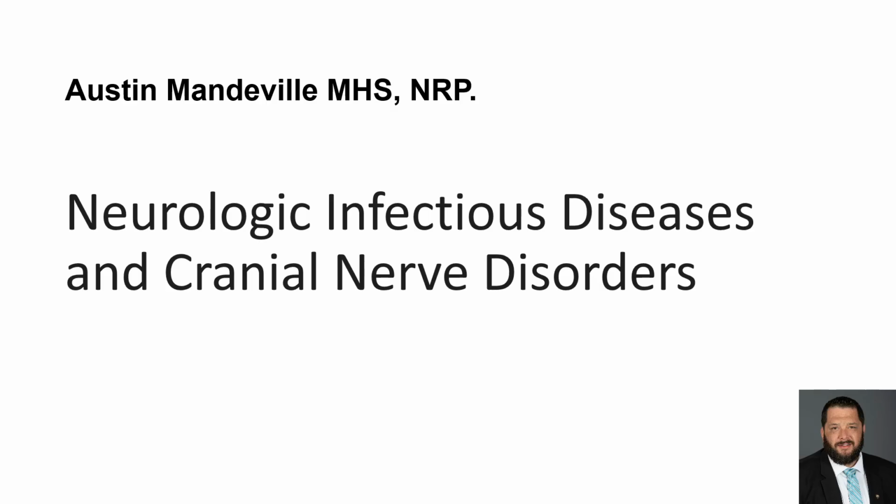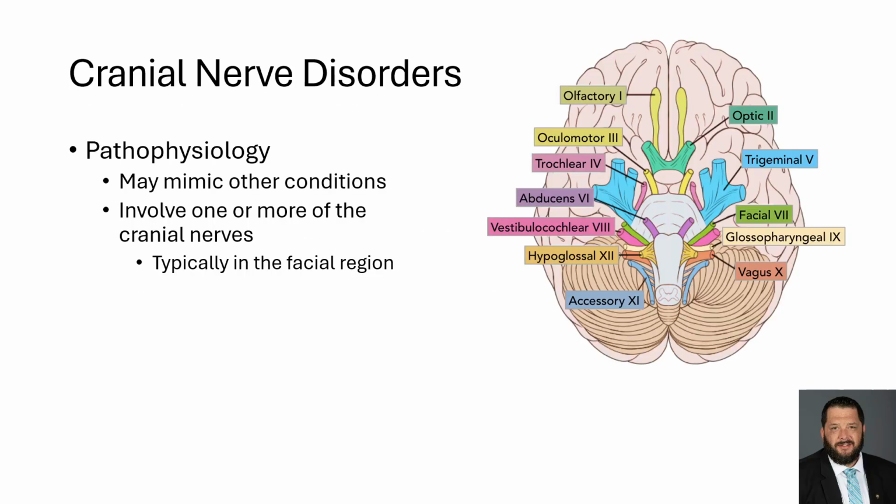Welcome back, everyone. We're going to finish out the neurology series by taking a look at neurologic infectious diseases and cranial nerve disorders. We'll start with cranial nerve disorders, and the importance of understanding some of them is that they can mimic other disease. Most commonly, things like Bell's palsy can mimic stroke symptoms, and it's important that we obtain a thorough history with these patients to help rule out specific causes of diseases.